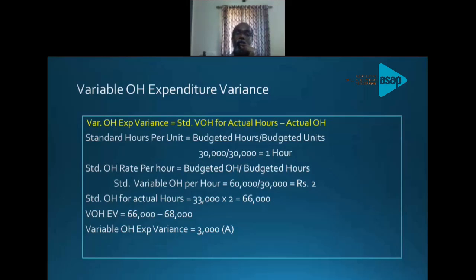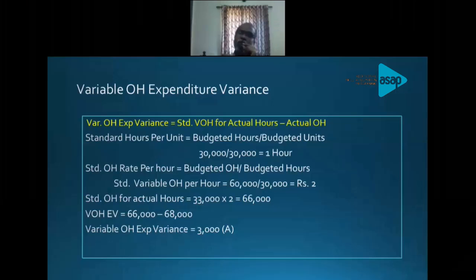Actual variable overhead is given, but we have to calculate standard variable overhead for actual hours. We have already calculated the standard hours per unit, that is budgeted hours divided by budgeted units, in the last slide. Here also it is given, 30,000 by 30,000, 1 hour. For producing 1 unit, we need 1 hour. So standard rate per hour is equal to budgeted overhead divided by budgeted hours.